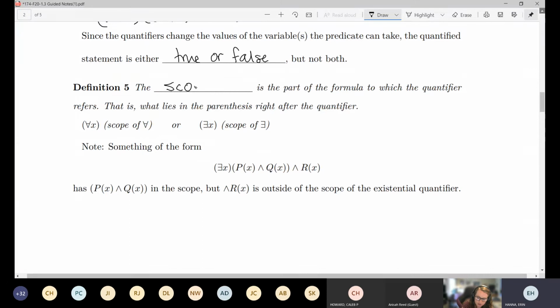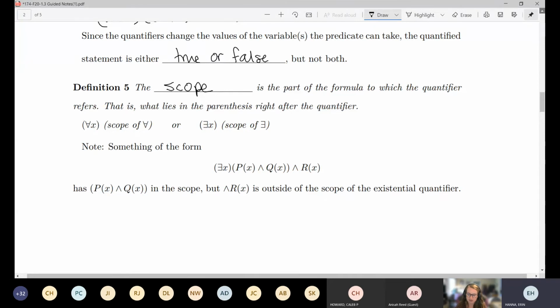Definition: the scope is the part of the formula which the quantifier refers to. So it's essentially what that quantifier is talking about. It's going to lie in the parentheses right after the quantifier. So for all x, whatever the scope is. There exists an x, whatever the scope is.